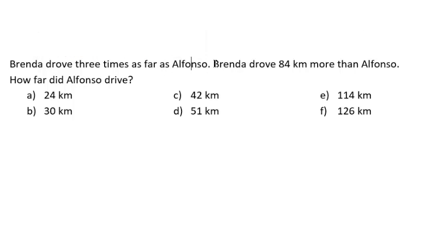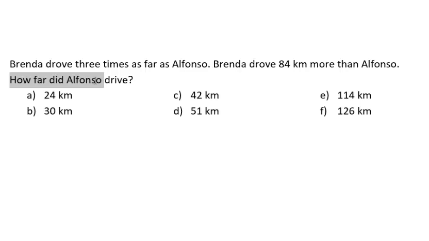Now after that it gives us more information. It says Brenda drove 84 kilometers more than Alfonso. More than is basically a plus backwards. And Alfonso could be X also, because I know nothing about Alfonso's distances. So Alfonso will be X, and because Brenda drove 84 kilometers more, then Brenda will be X plus 84.